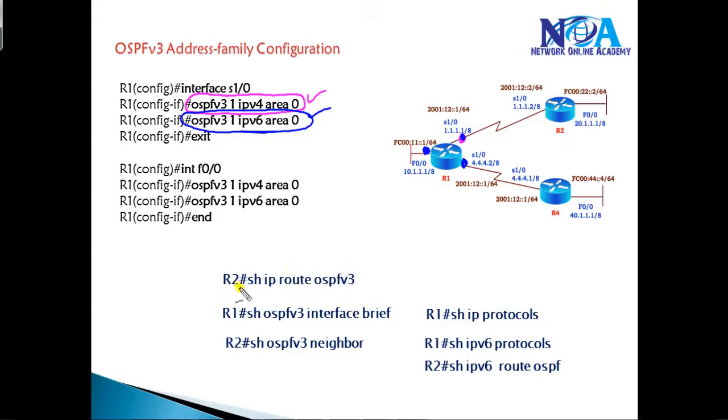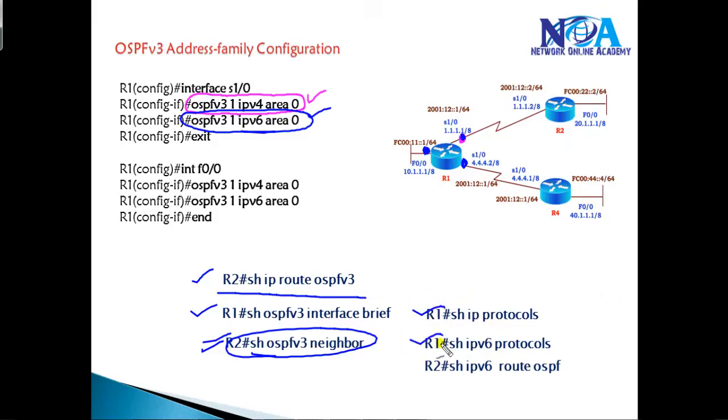If you want to verify IPv4 routes, we have to say show IP route OSPFv3. And then if you want to verify show IP OSPF interface brief, here we have to say show OSPFv3 interface brief, and then show OSPFv3 neighbor, because normally we are used to show IP OSPF neighbor. That command will not show you anything. You have to say show OSPFv3 neighbor. So when I use show IP OSPF neighbor, it's going to show you the neighbors based on the old configurations.